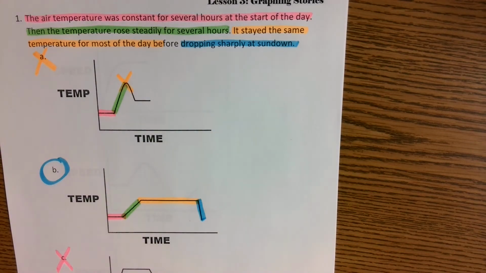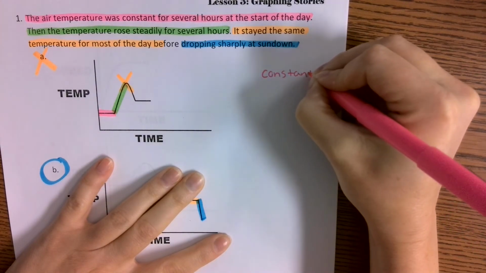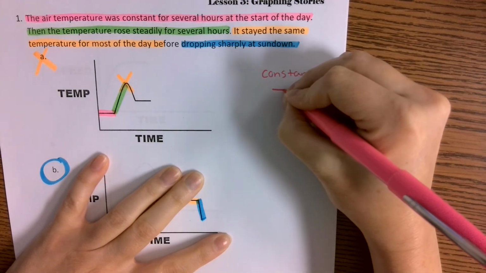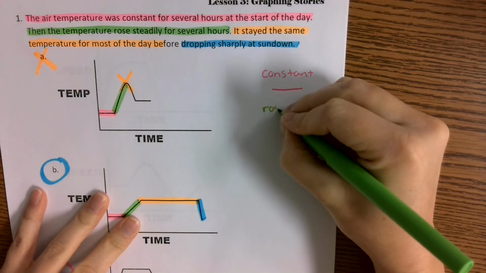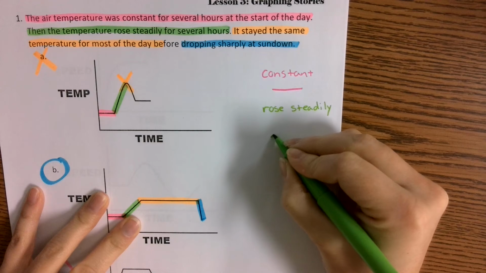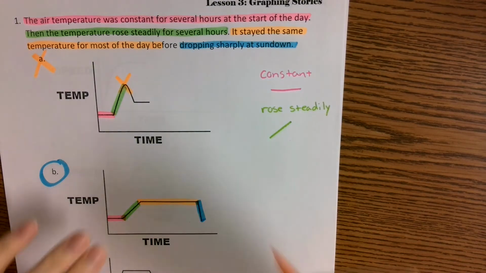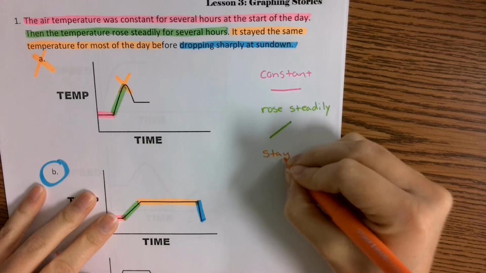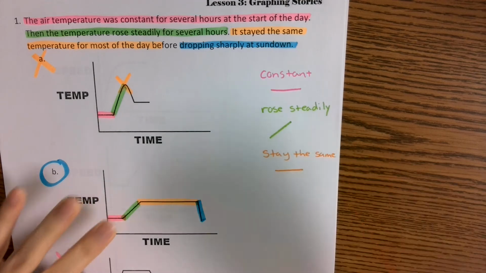So some of those key terms that we talked about. When we talked about it being constant, I want you to understand, if you see something that says it's a constant, then that means it's a nice flat line. If you see things that say rose steadily, that's going to be a straight vertical incline. Again, when we saw the terms stay the same, that is another flat horizontal line.